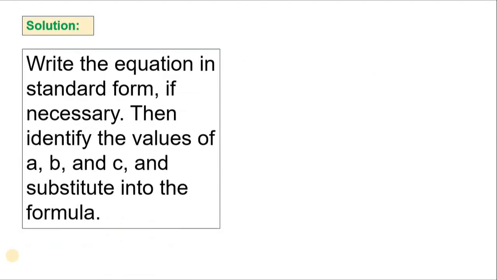Okay? So, solution for number 1. What we are going to do first is to write the equation in standard form. Okay? Lagi na sa standard form muna. Then, we are going to identify the values of a, b, and c and substitute into the formula.